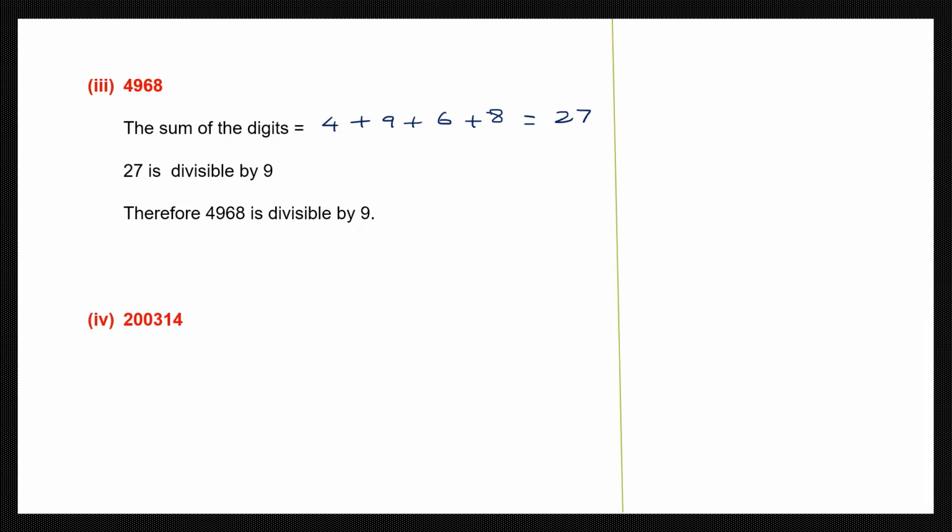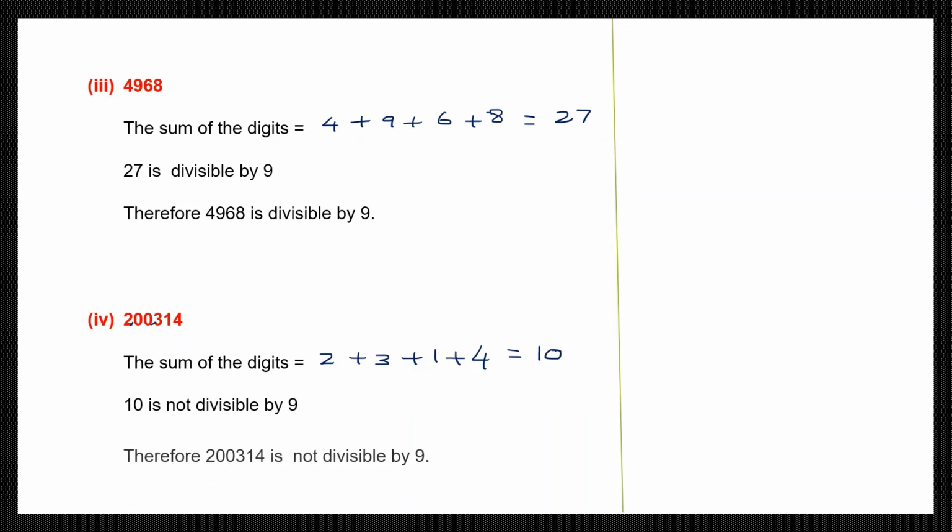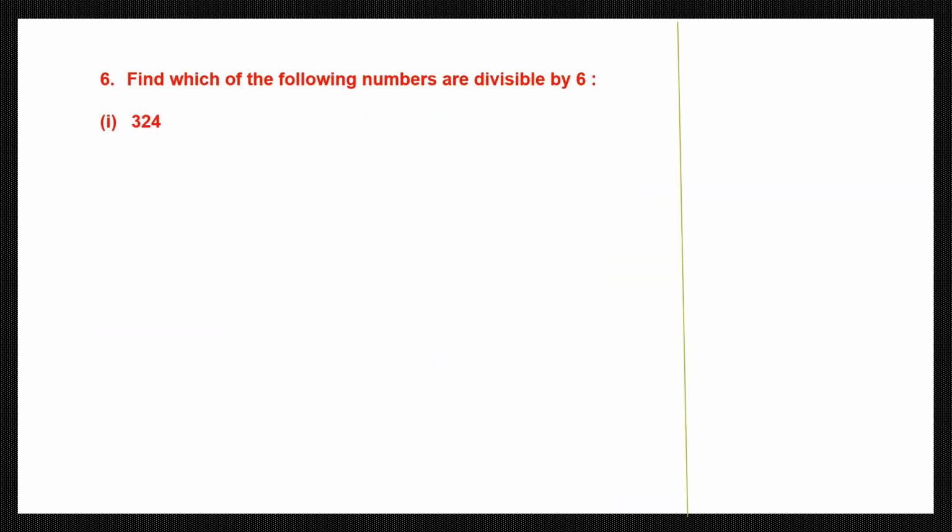Question 4. Here we have 2,314,000. So let's find the sum of the digits. That will be 2 plus, now we can leave out the zeros, 3 plus 1 plus 4. What do we get? 2 plus 3 is 5. 5 plus 1 is 6. 6 plus 4 is 10. And we know that 10 is not divisible by 9. Therefore, 2,314,000 is also not divisible by 9.